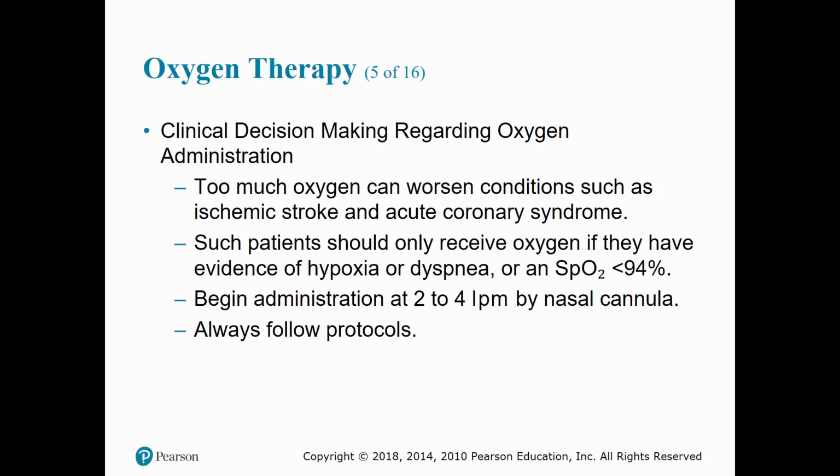Any patient that has any signs or symptoms of hypoxia or dyspnea should be provided oxygen. So start administering at 2 to 4 liters. Start off low and titrate your way up. It's easier to go up with a dosage versus coming back down.